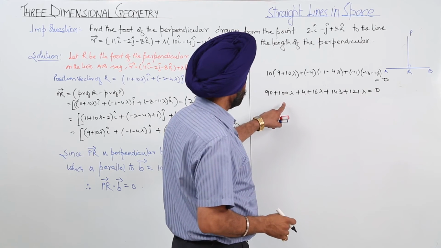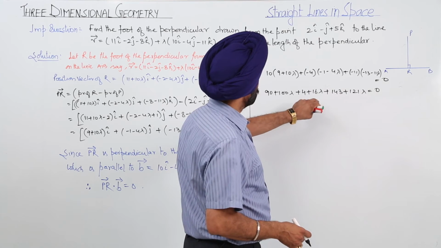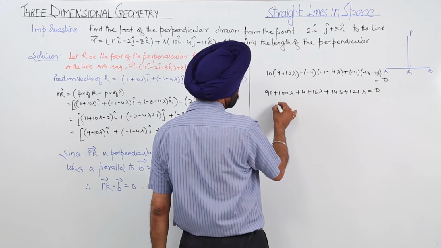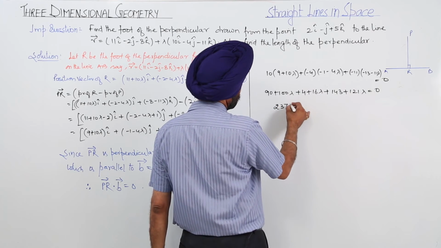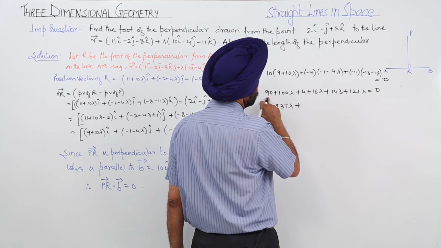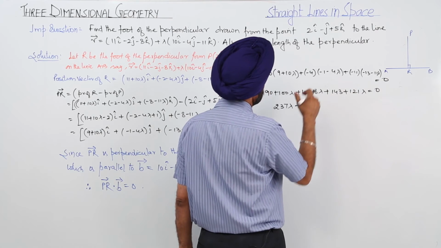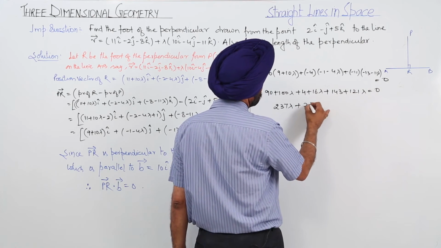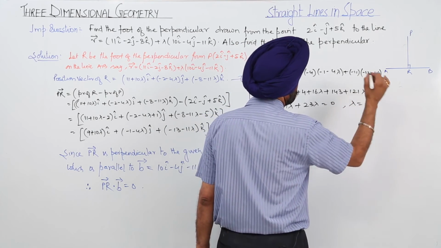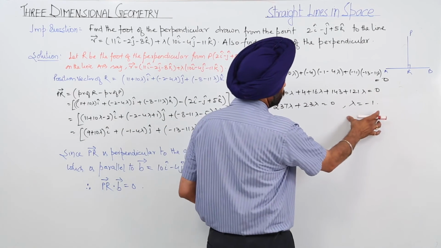Now for the lambda part we are having 100 plus 121, it is 221, 221 plus 16, that is 237 lambda, plus now 90 plus 4 plus 143. So this becomes 237 is equal to 0, or lambda is equal to minus 1. Now we got the value for lambda.